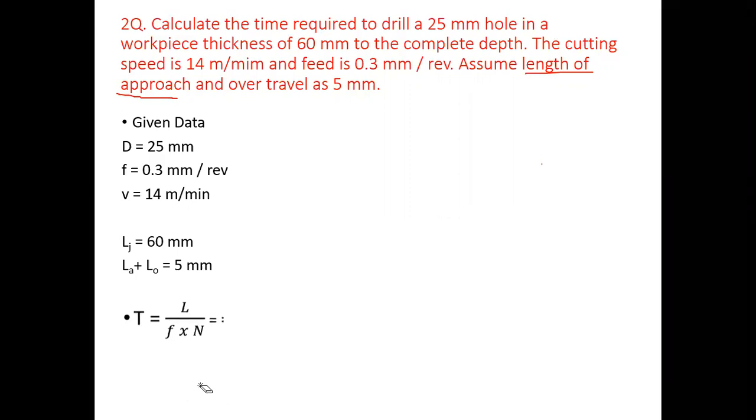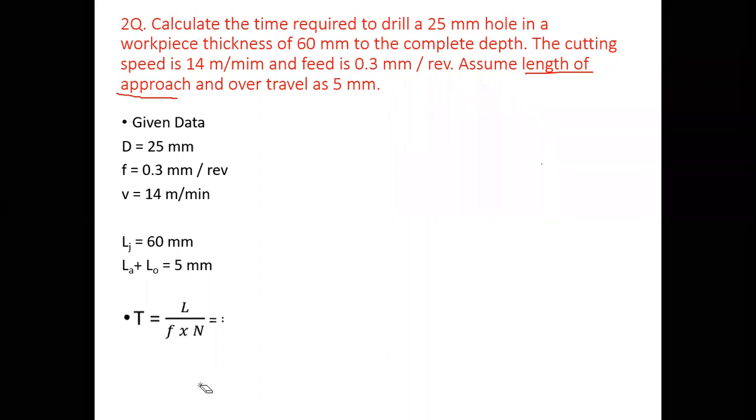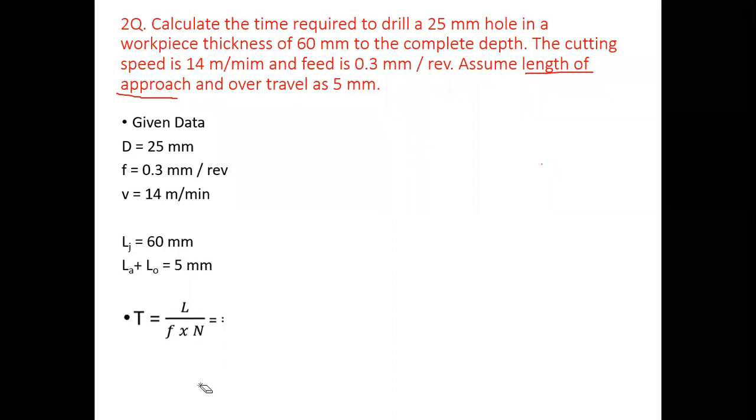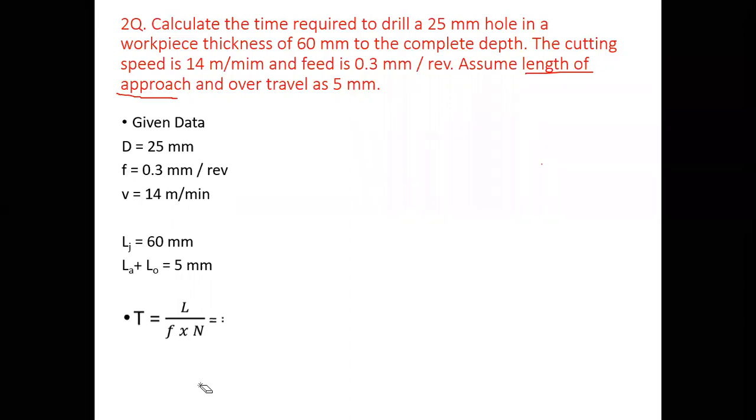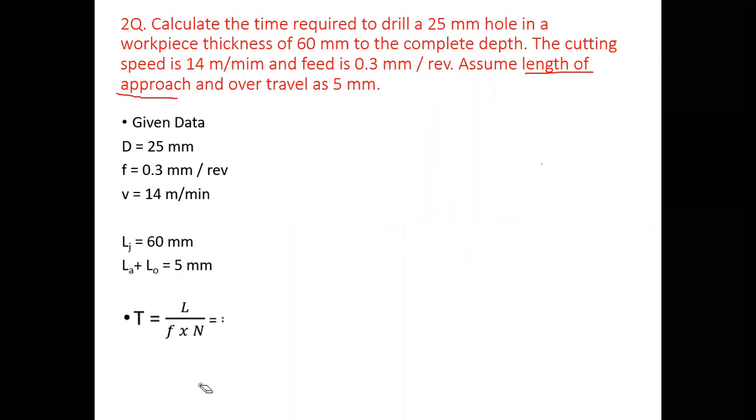The formula for time is very simple. Length of the hole, or rather the length the cutting tool has traveled, divided by feed into number of revolutions per minute, gives the time in minutes. So this is the simple formula, and using it you need to find the time. Here we have L, which is the workpiece length plus these two, so 65. Feed is 0.3, but N is not given, right? So we need to find N using the data given.